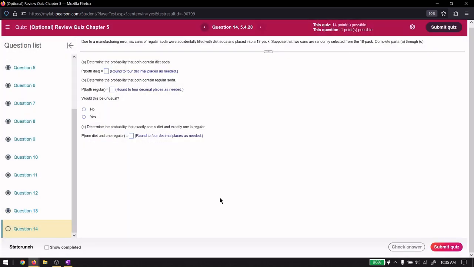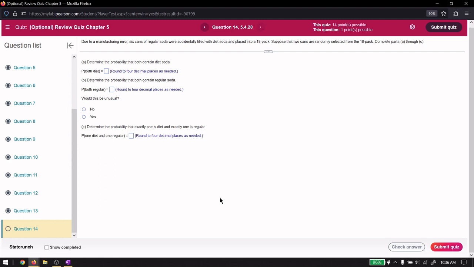Okay, last one. Due to a manufacturing error, 6 cans of regular soda were accidentally filled with diet soda into an 18 pack. So 2 cans are randomly selected. The probability that both are diet. Now, if 2 cans are randomly selected, we're not going to put the cans back when we do the second selection. So this is going to be without replacement. And that's the key thing to note here. So let's think about the probability that they're both diet.